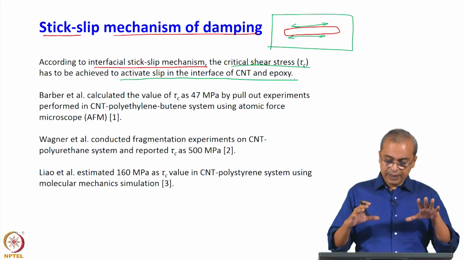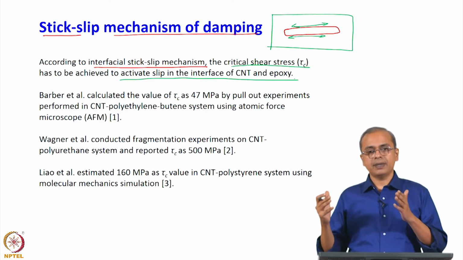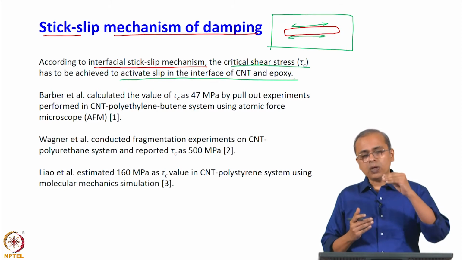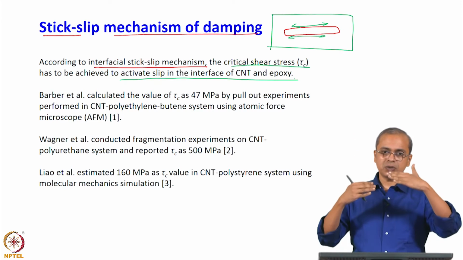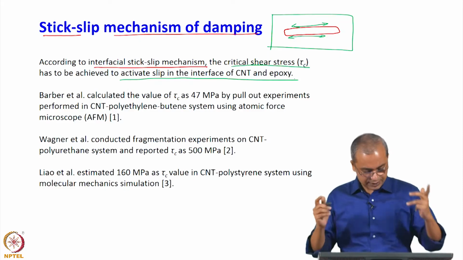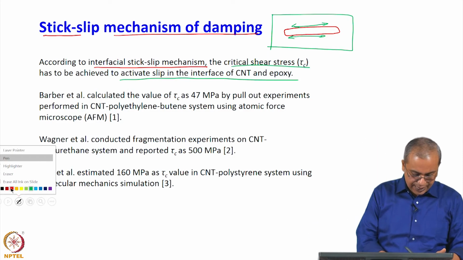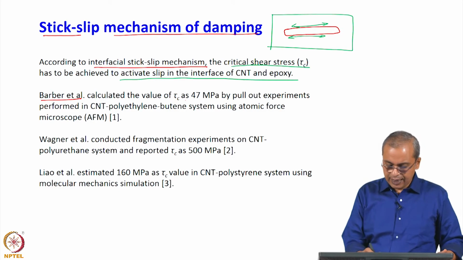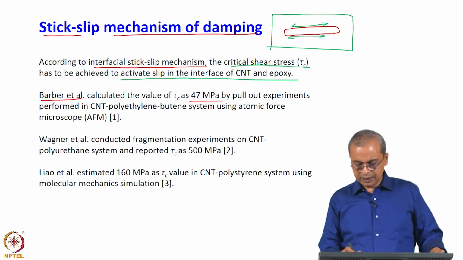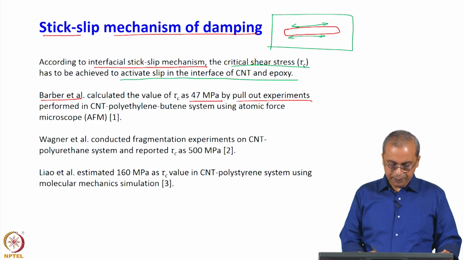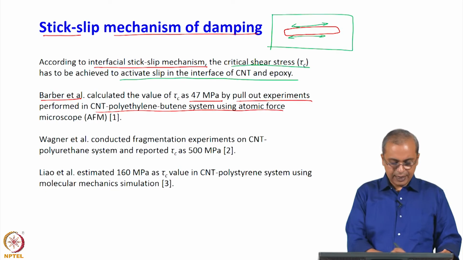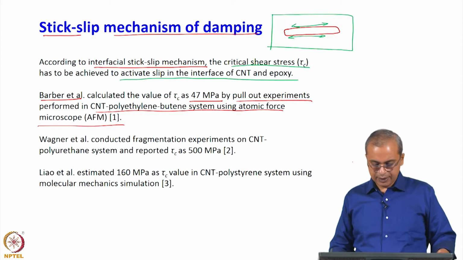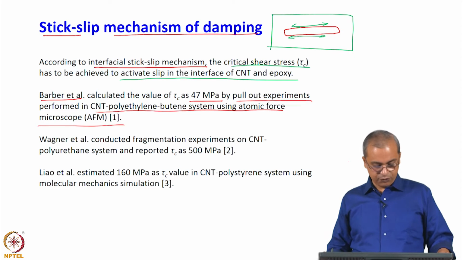Now, different groups internationally have done a lot of studies, some experimental, some theoretical, to estimate the amount of force that is required to slide a nanotube with respect to the matrix. You can see here, for example, one group has calculated this value at about 47 megapascals using some experiments, in a particular system using an atomic force microscope. So, they have done this using an AFM, an experimental study, and they have got some value for it.